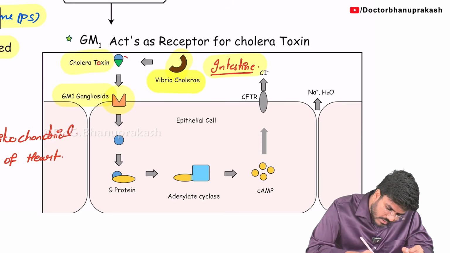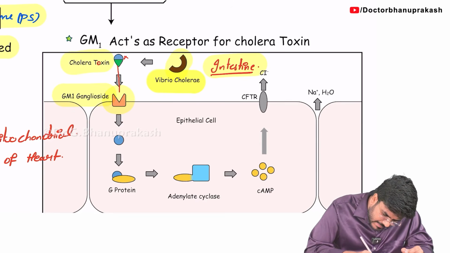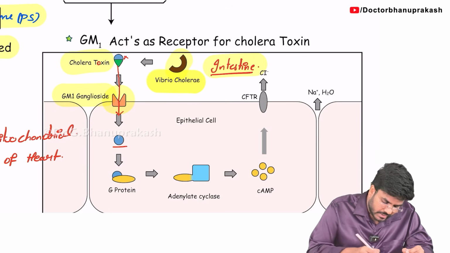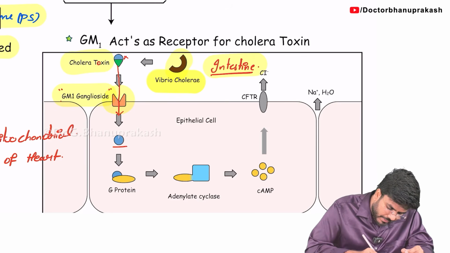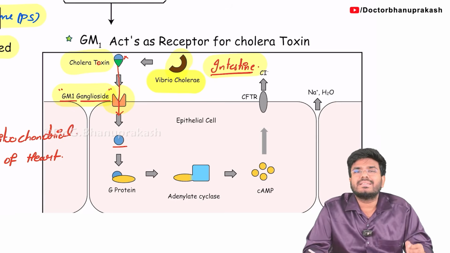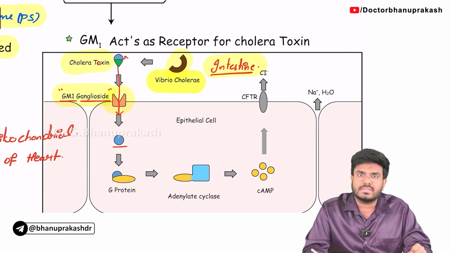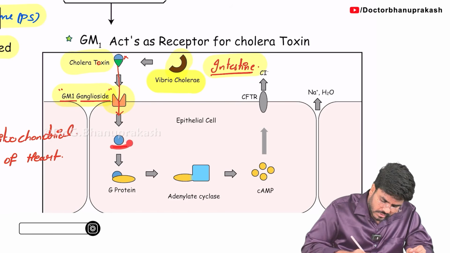Now this cholera toxin is getting access into the cell by using this GM1 ganglioside. This GM1 ganglioside is acting like a gate. It's acting like a receptor for the entry of the cholera toxin into our cells.